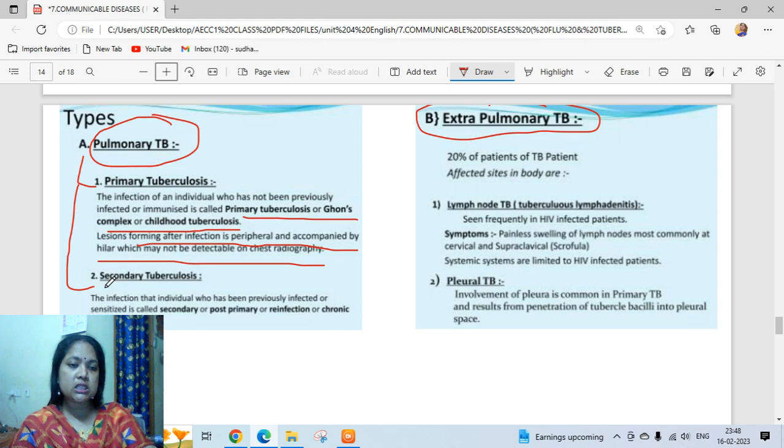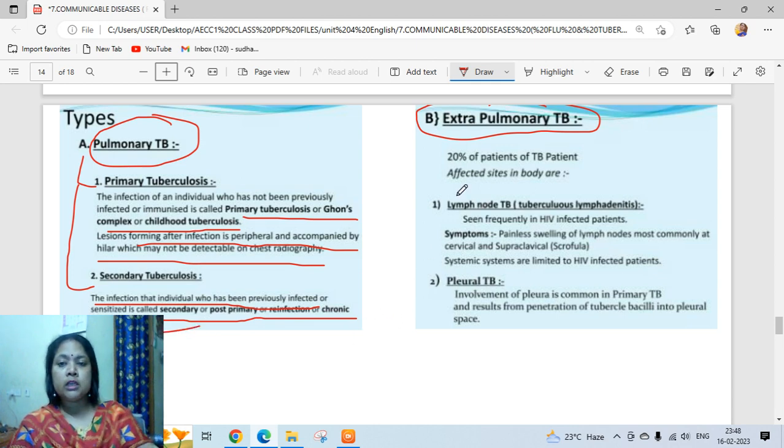Second is secondary tuberculosis, the infection of an individual who has been previously infected or sensitized, and is called secondary or post-primary or reinfection or chronic tuberculosis. Then let us discuss extrapulmonary TB, which is again of two types.